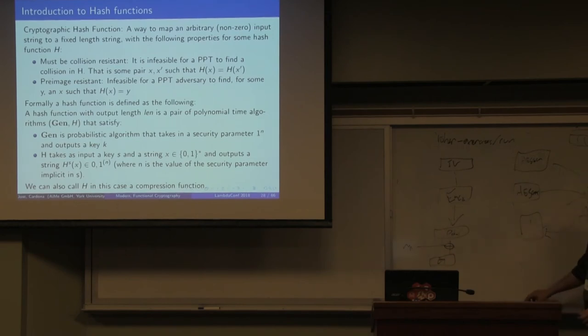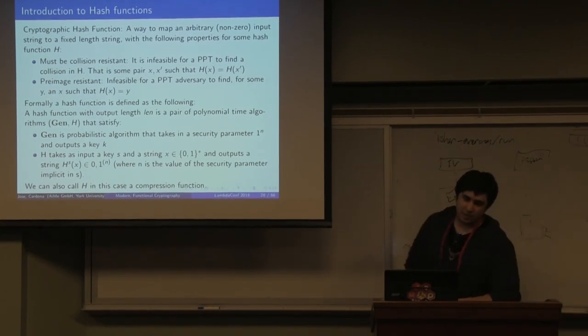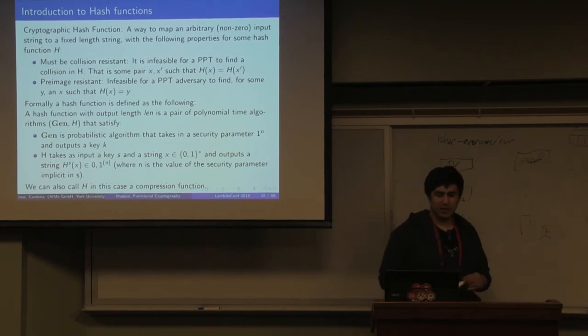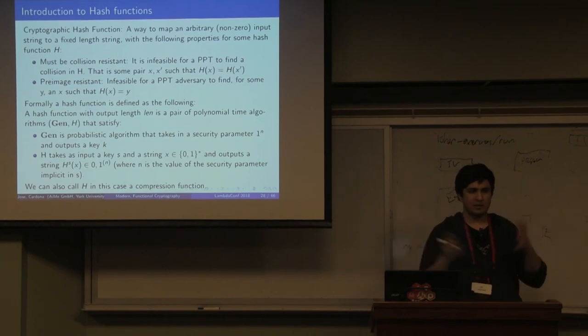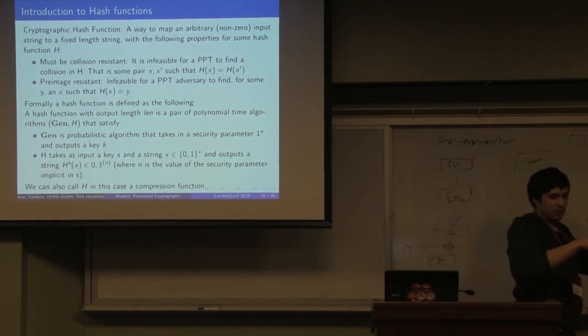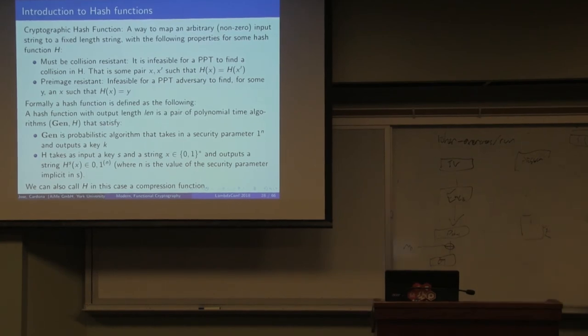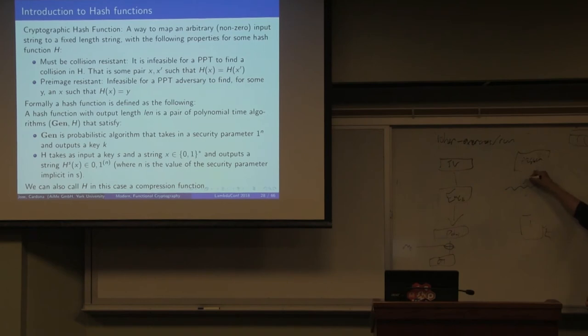So hash functions. I'm pretty sure everyone here has interacted with a hash function in some way, but I'm going to explain them anyway. A cryptographic hash function, the simplest way to explain it, is mapping an arbitrary, non-zero length input (of course, you have to not give it a zero length byte string) to a fixed length string. Hash functions take arbitrary length input, some length L, and map it to some length N.